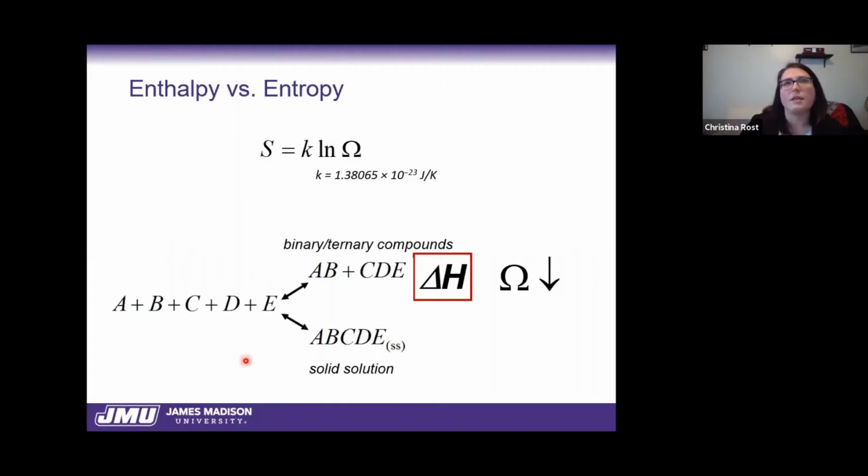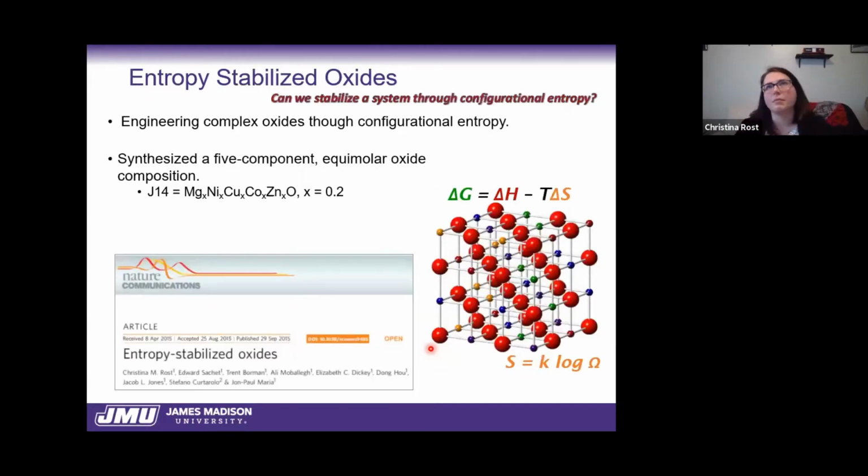In this case, the driving term is going to be the fact that we have many, many possible microstates under the same macrostate. So the delta S term actually drives this reaction. So using just that basic thought in mind, we asked the question, can we stabilize a system through configurational entropy?